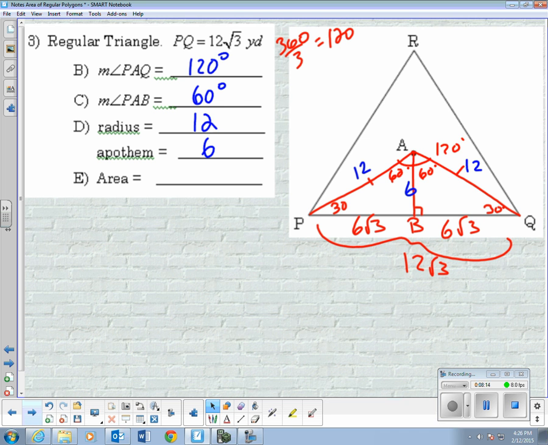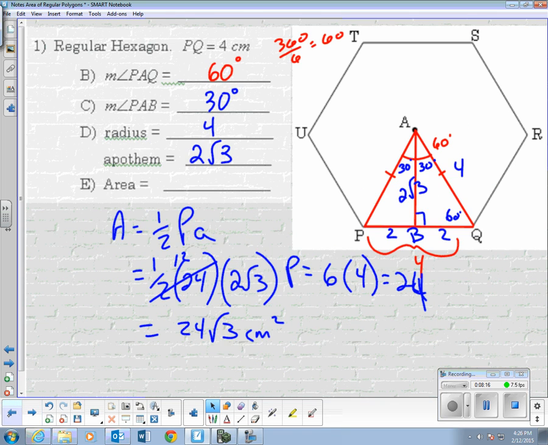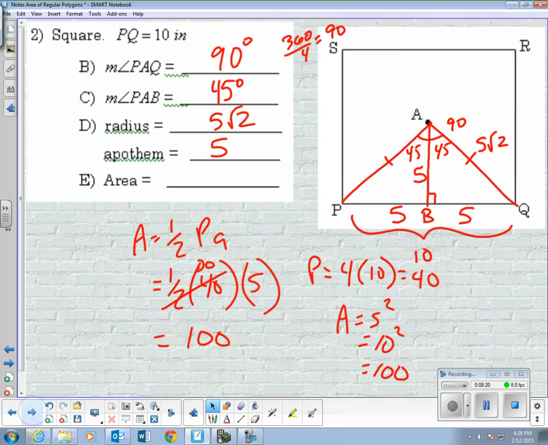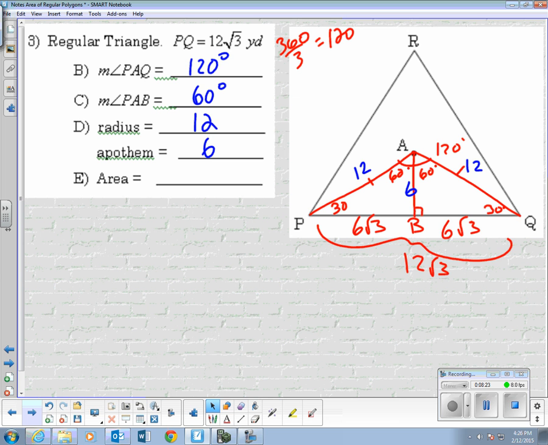Let me remind you that you can go back to the first one. Look where the 30-60-90 is in here. The 30-degree angle is in a different place than on the equilateral triangle, so watch out for that. That changes how you work your ratios a little bit.